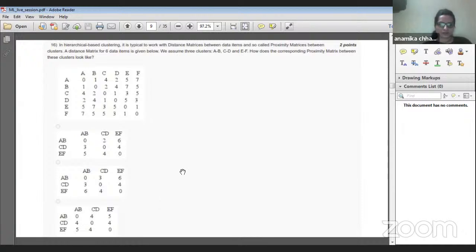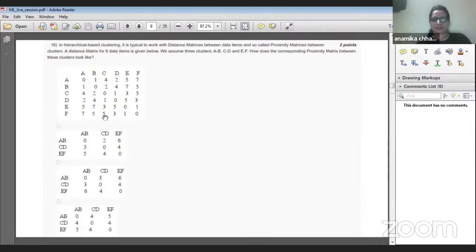Another thing to keep in mind is that it is always going to be symmetric, which means the distance between AB and CD is going to be the same as the distance between CD and AB. So if you are given a matrix in the options which is not symmetrical, that is going to be a wrong answer. Also, the distance between AB and AB is going to be 0. It's reflexive. AB and AB is 0, CD and CD is 0. So the diagonal is always going to be 0, obviously.